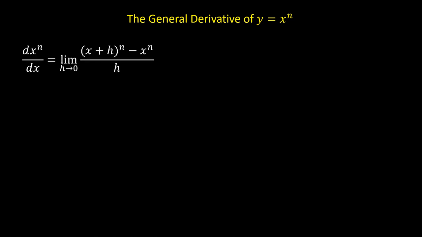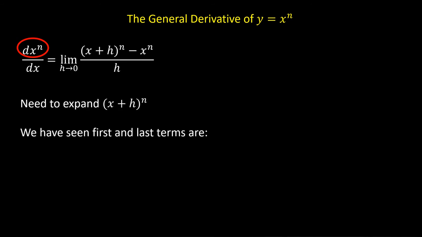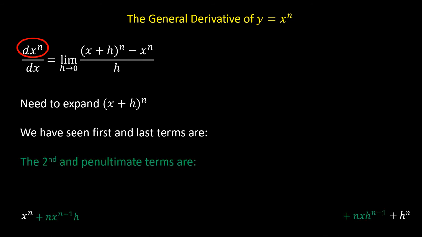Note yet another piece of mathematical syntax. Here I have replaced y in the dy dx with the actual function, which is yet another valid way of writing the expression. So expanding x plus h to the n, we know the first term will just be x to the n, and the last term will be h to the n. We also know that the second term is n times x raised to the n minus 1 times h, and the penultimate term is n times x times h raised to the n minus 1.